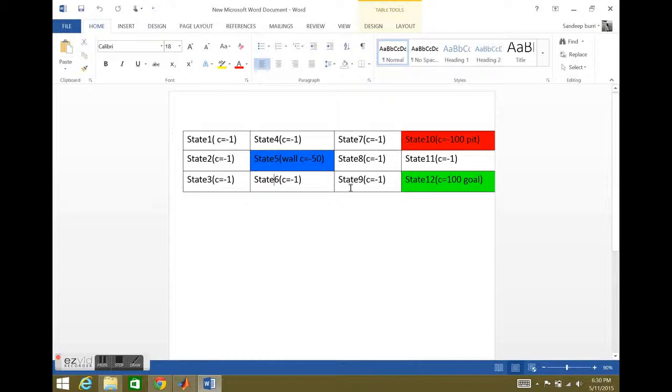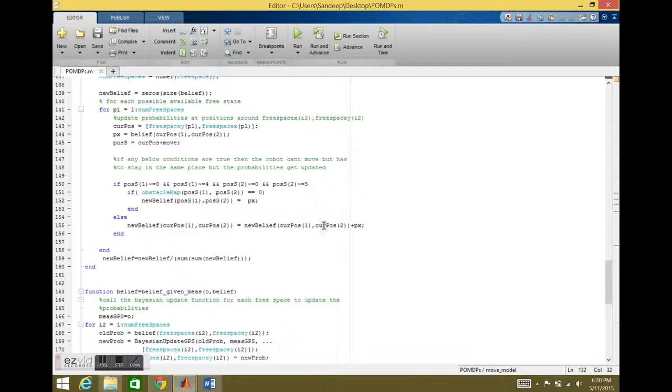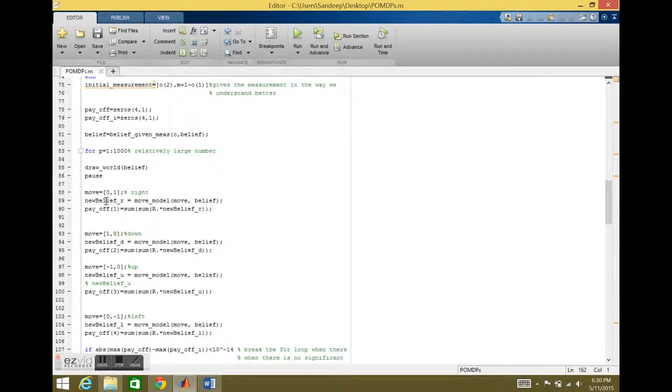So let's say we're in state 9 and ask the robot to move down, so the new probability at state 9 is going to be the sum of the old probability at state 8 and the old probability at state 9. That's how this function works, and this if statement here governs the borders of the world. Okay, so based on that we get new beliefs for all the possible moves. So right gets a new belief R, and down gets a new belief D.